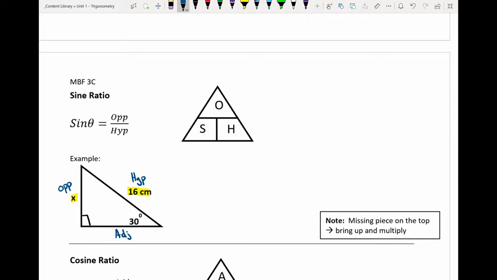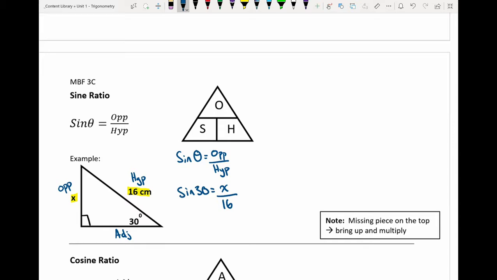The only ratio that deals with O and H, or opposite and hypotenuse, is sine. So I am going to write that out first. Sine theta equals opposite over hypotenuse. And then I'm going to fill in whatever information is given to me. So sine theta, remember, is the angle, so 30 equals opposite, or x, over 16, or the hypotenuse.